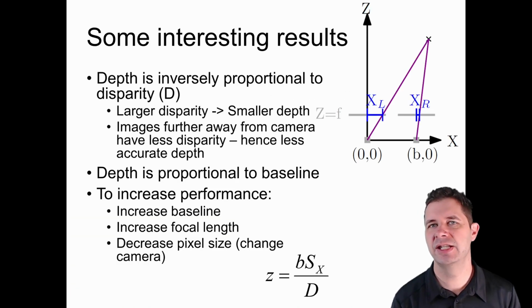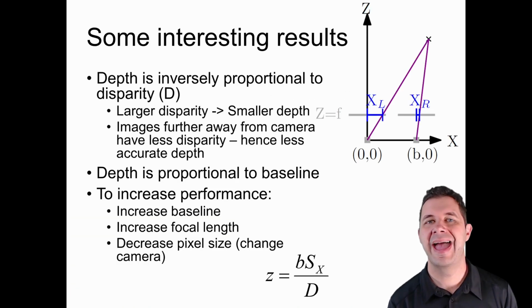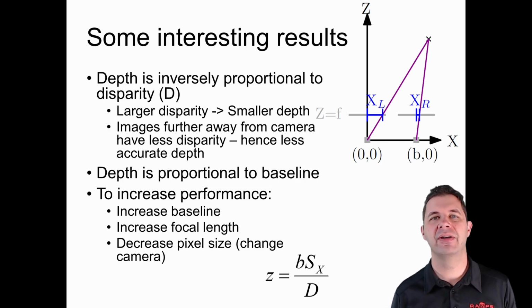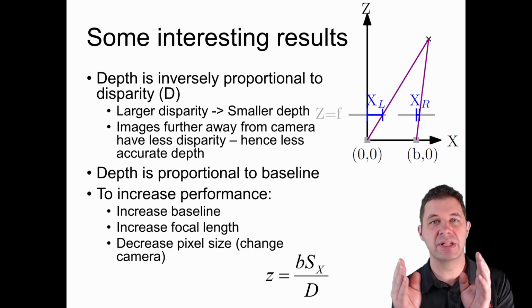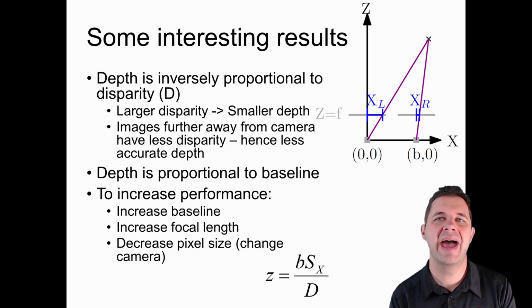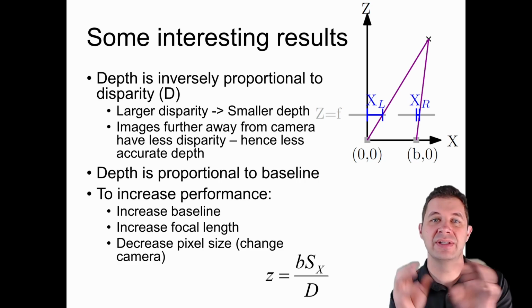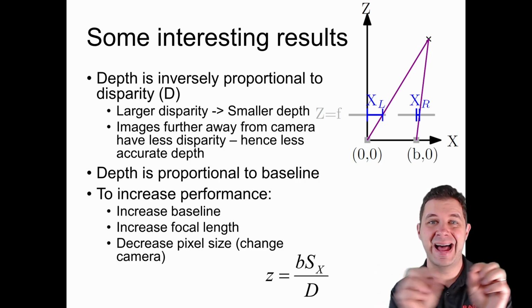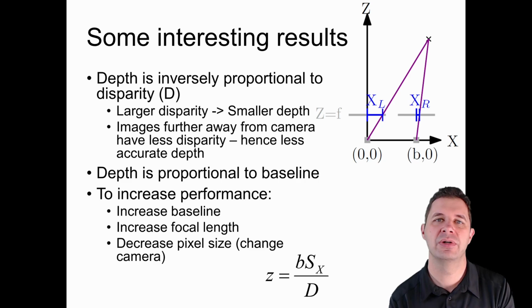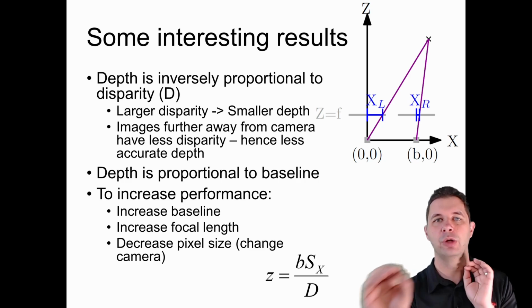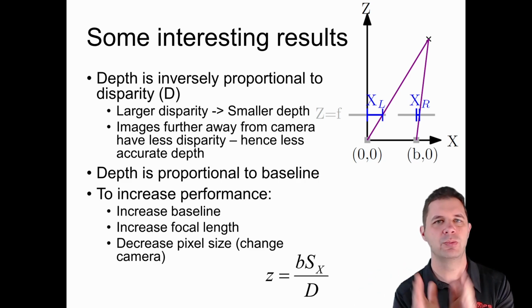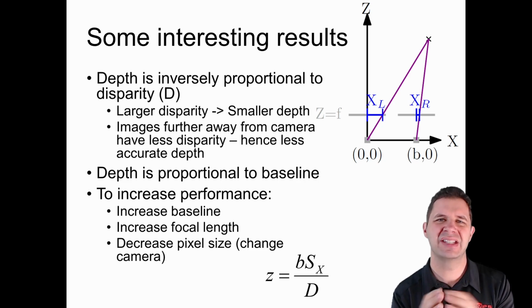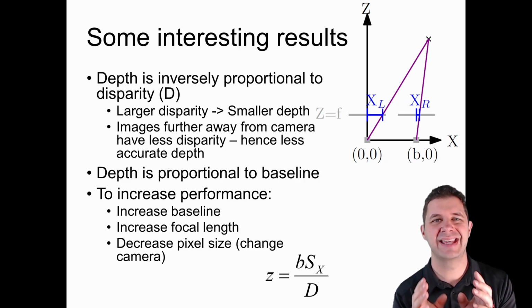So StereoVision does yield some interesting results for us. Our depth becomes inversely proportional to our disparity. So if we have a larger disparity, a larger difference between our two images, we have a smaller depth, because we're actually closer to those cameras and we can see these things from a larger variance between those two different cameras. And if the things that we're trying to measure distance to are a long way away from our cameras, we'll have a very small disparity, which will allow us to compute our depth with less accuracy.